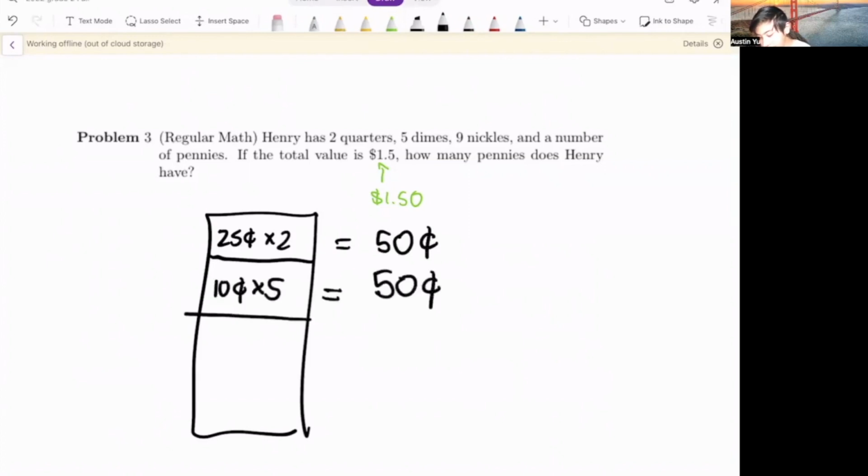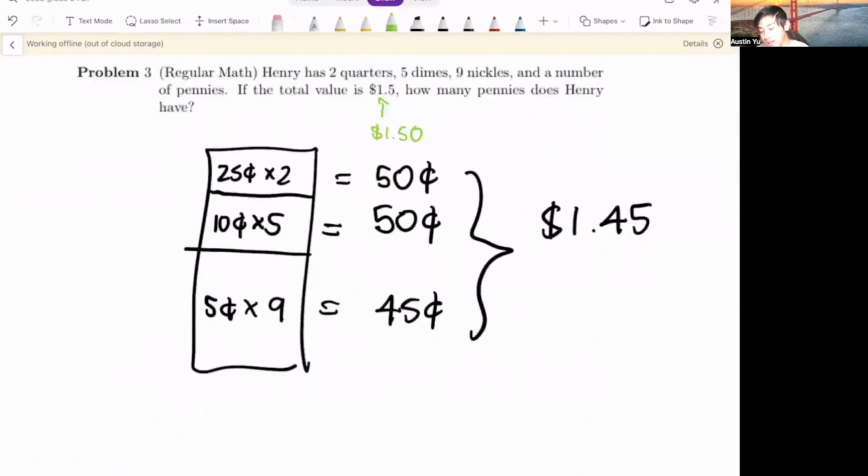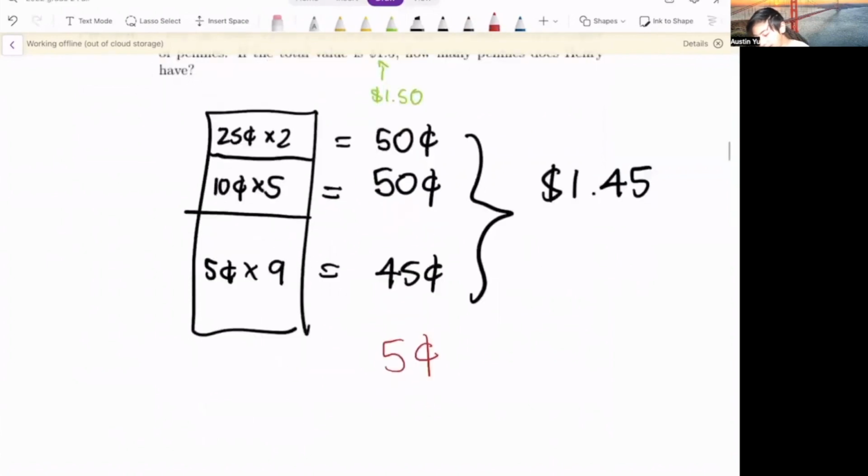And finally, 9 nickels. Each nickel is 5 cents times 9, that is 45 cents. Add these all together, it comes out to a total of $1.45. But if the total value is $1.50, he is missing 5 cents. And since each penny is 1 cent, we just get that he has 5 pennies.